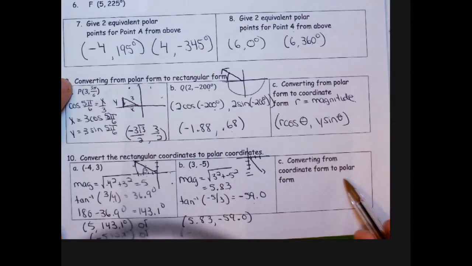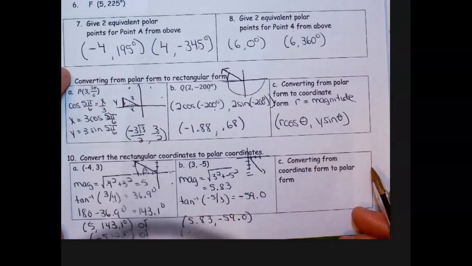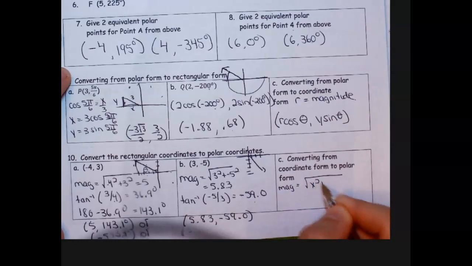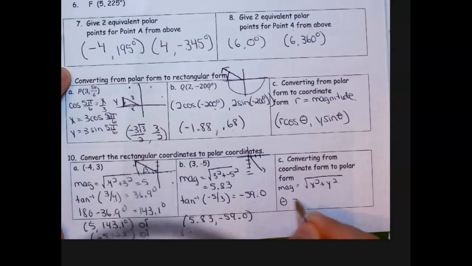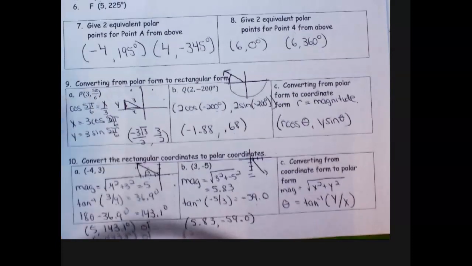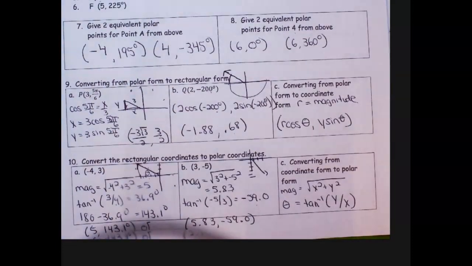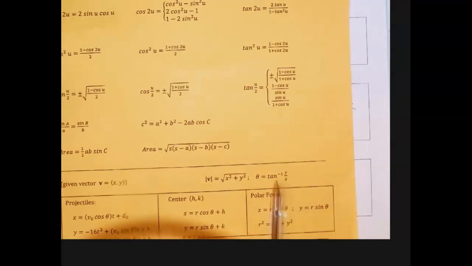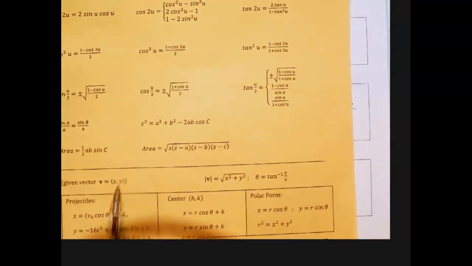So, general notes: converting from coordinate form to polar form, your magnitude uses the Pythagorean theorem, which is the square root of x squared plus y squared. And we know theta is equal to inverse tan of y divided by x. And again, if you look at the back of your formula sheet, these formulas are on there for you as well. Let me show them to you. They are right here. There's that magnitude and there's that angle, the same ones that we were using when we did vectors.